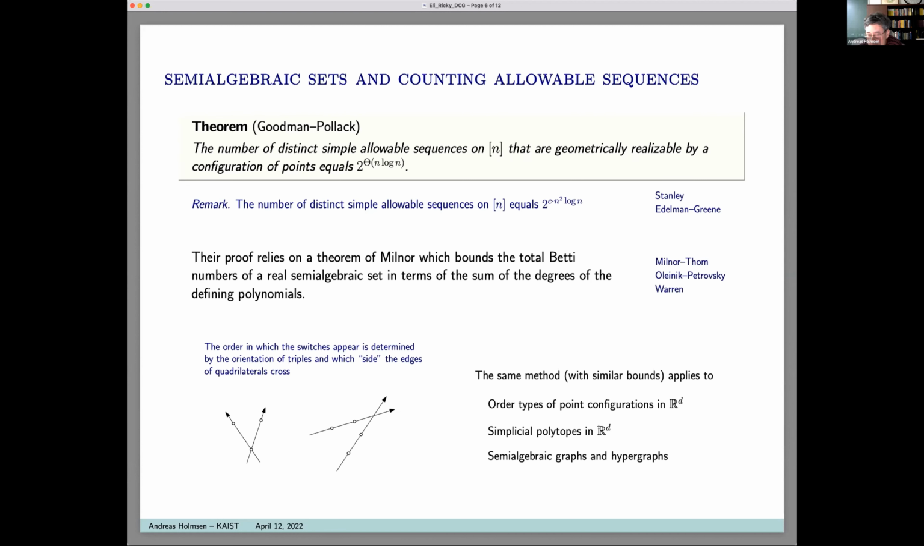You can also bound the number of simplicial polytopes using the same Milnor bound. And more generally, something explored more later, semi-algebraic graphs and hypergraphs. These are graphs and hypergraphs determined by semi-algebraic relations. The basic moral here is that as soon as there's a semi-algebraic relation defining the combinatorics, the number of configurations drops drastically, becoming much, much smaller.